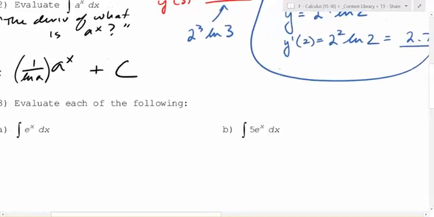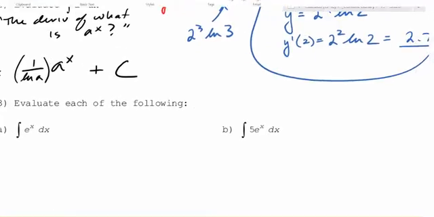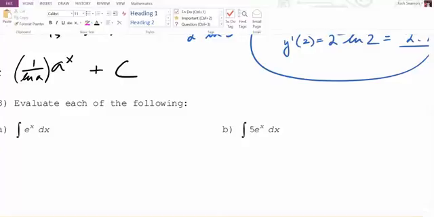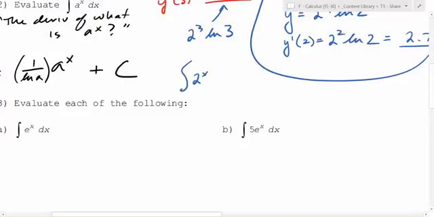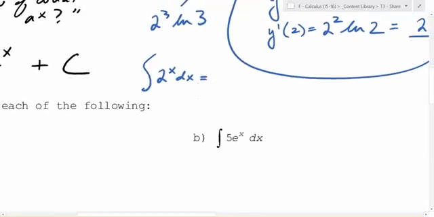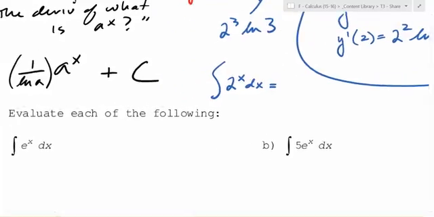So what does that mean, just in terms of a specific example? Let's say I said, what is the integral of 2 to the x dx? What's the integral going to be of that, based on that formula right there? 1 over ln 2 times 2 to the x, plus c. Done. That's it. So when you integrate, you have to put that 1 over thing in front of it.